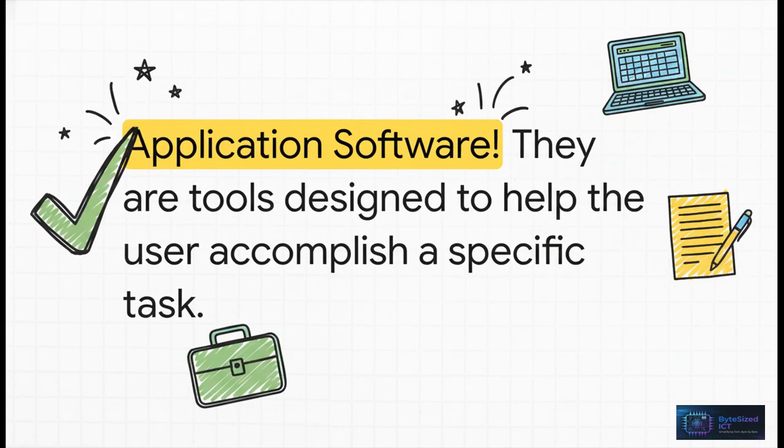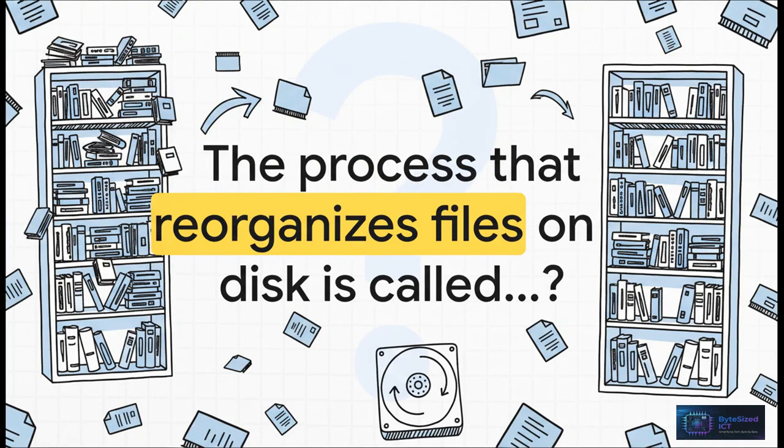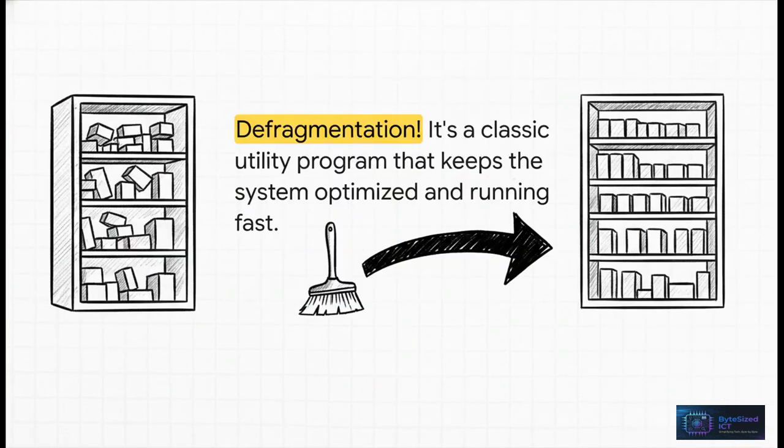And you got it. It's application software. Why? Because they're tools designed to help you, the user, get a specific task done, something that has nothing to do with actually running the computer. All right, last question. Let's think back to that messy bookshelf analogy. What was the name of that super important maintenance task that put all the scattered books back in order? Yes, defragmentation. That is a classic, perfect example of what a utility program does.